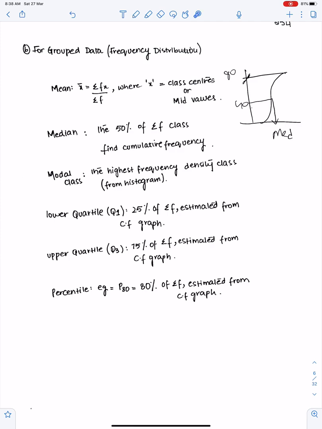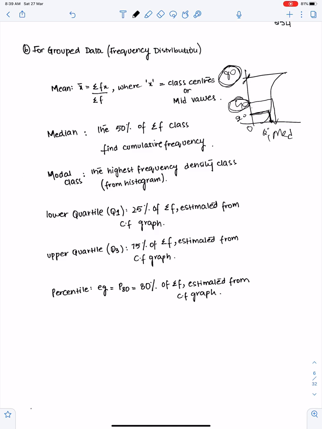And Q1 is 25%. 25% of 80 means 20. So this is Q1. If you take the average of lower frequency and this frequency, then you will get 20, and this is Q1. You have two options for Q1. Either take 25% of this total frequency, which is 20, and get the quartile, or take the half of 40. The half of 40 is 20, so this is Q1.